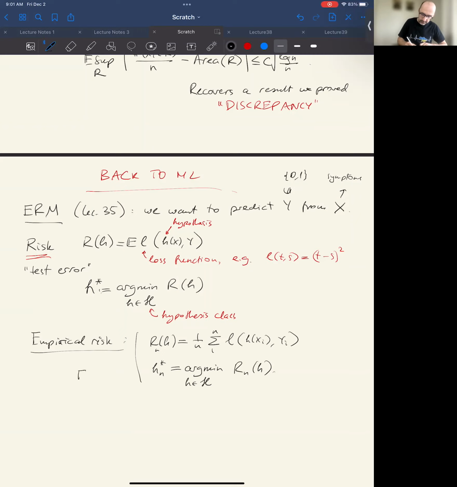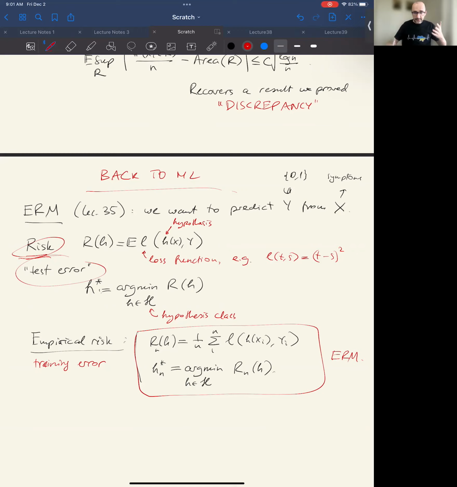So this is ERM. This is the empirical risk, also called the training error. And this is the true risk, the test error. This algorithm is called ERM, empirical risk minimization. It's a meta algorithm. It's not a specific algorithm of how we minimize. We minimize using optimization, but this is a meta algorithm called empirical risk minimization.